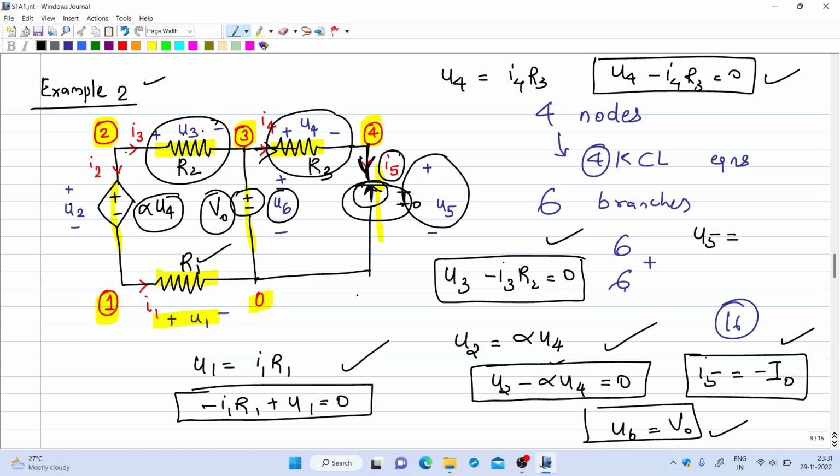So take a network and try to write the sparse tableau equations to familiarize yourself with this again.